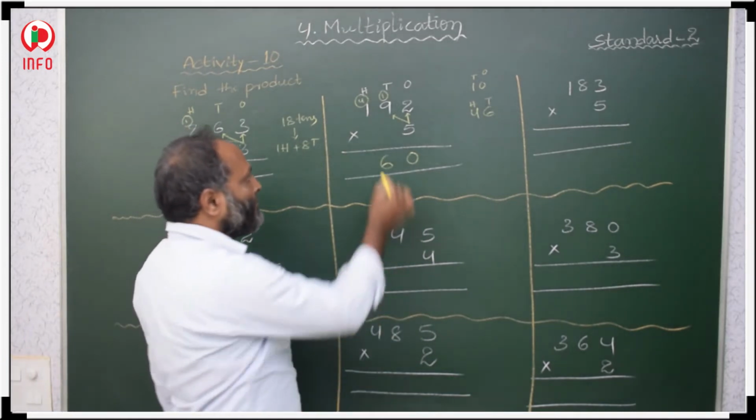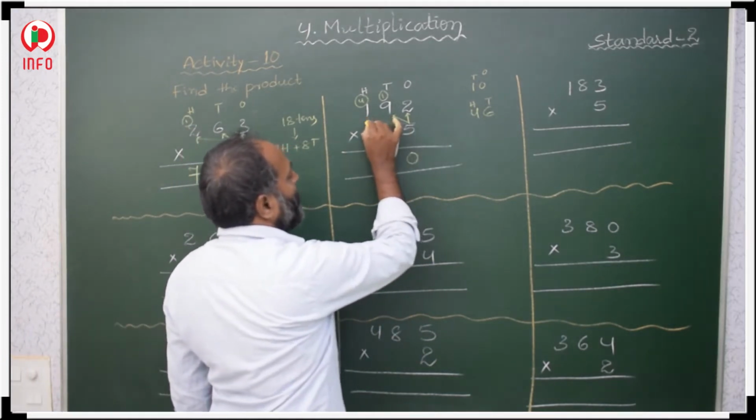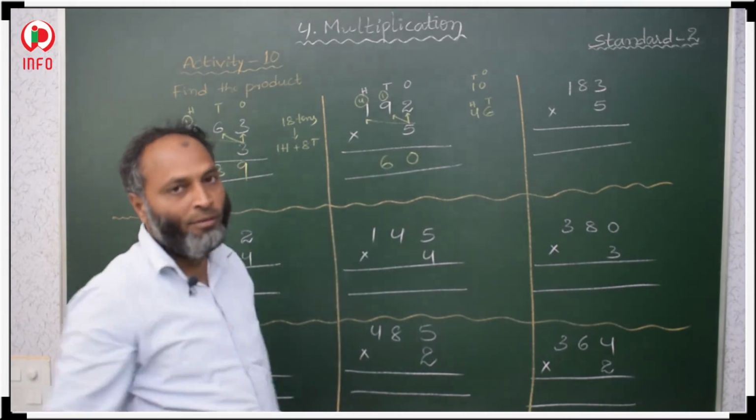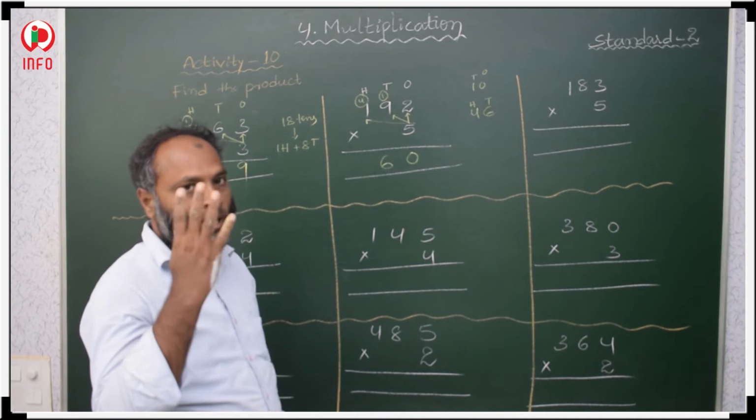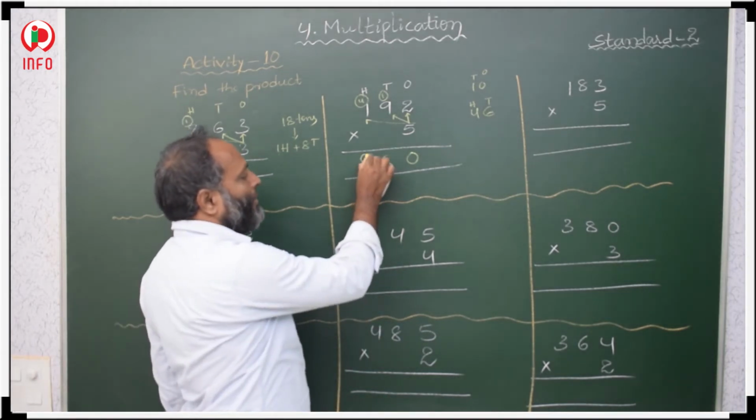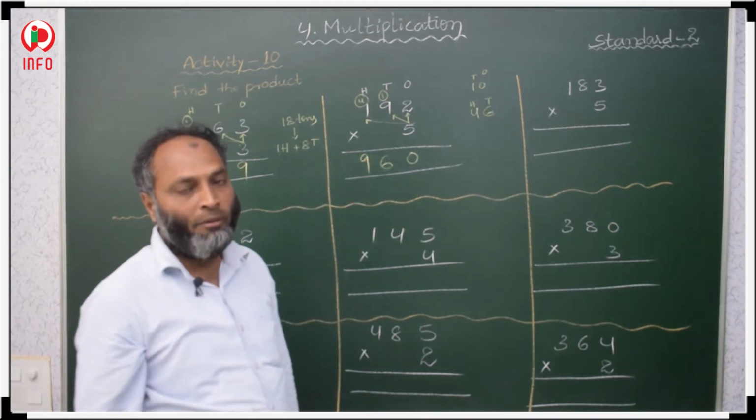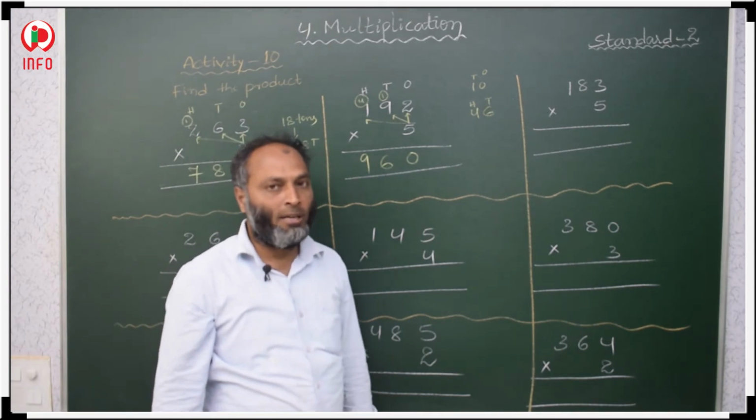Now, 5 with the hundreds we have to multiply. 5 ones are 5. 5 plus 4, 5, 6, 7, 8, 9. 9 you have to keep in the hundreds place. 960, this is your product.